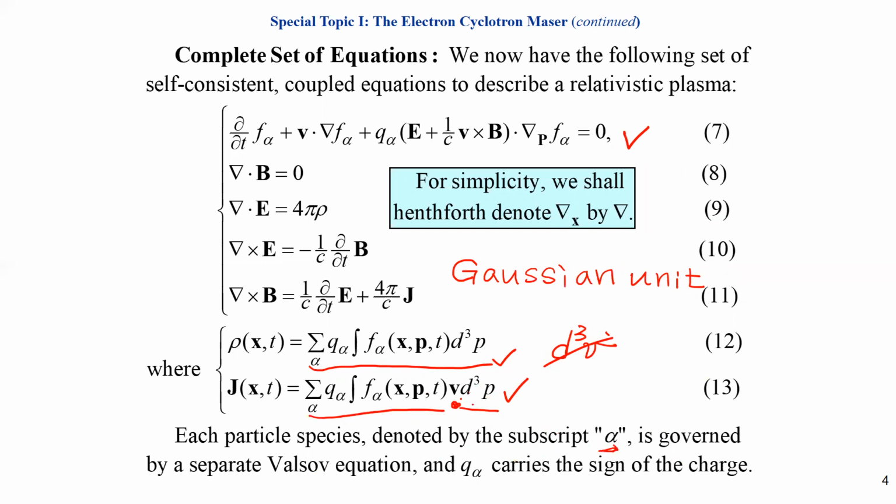Each particle species is denoted by the subscript. If we have more than one species, 1, 2, 3, then just use the subscript alpha. For example, you have ion, you have electrons. So Q alpha carries the sign of the charge. It can be positive or negative. Okay, it depends on the species.